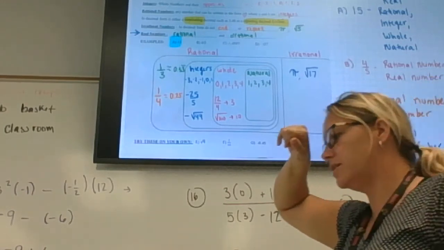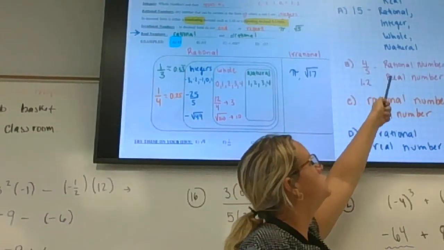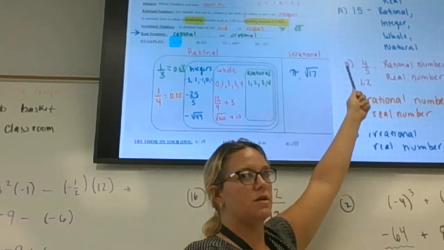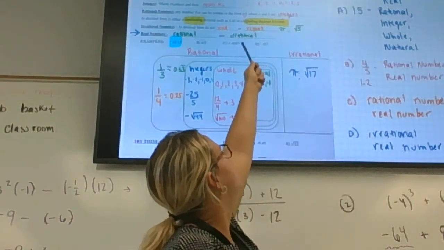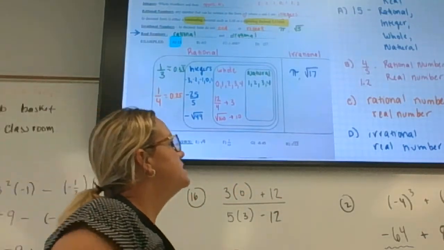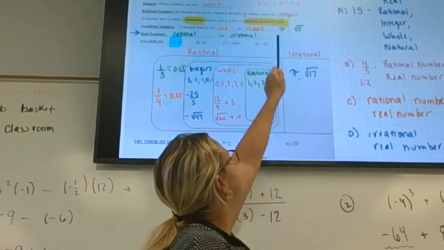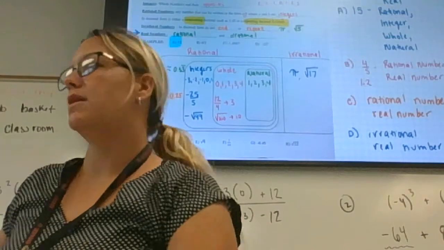B, if you need to put it in your calculator and think about the decimal form, you can. 1.2. It's a terminating decimal, so we call it rational. And it's a real number. These are the only two that you could list for letter B. Same thing for C. If it had a dot, dot, dot, it would go on forever, but it doesn't. And D is irrational. All of these are real numbers.